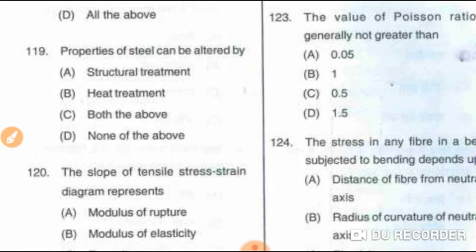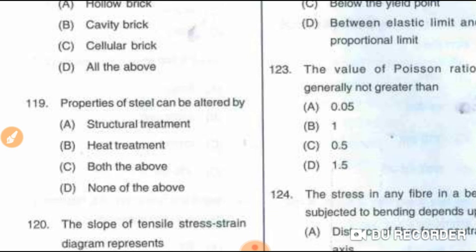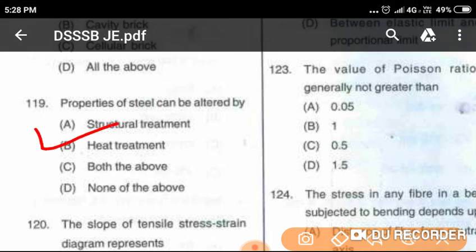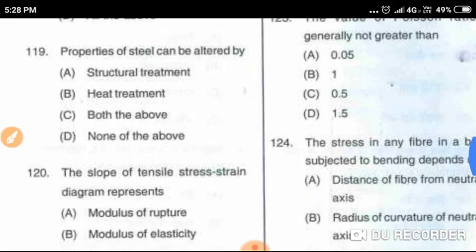Question number 119. Properties of steel can be altered by: option A structural treatment, option B heat treatment, option C both the above, option D none of the above. So the properties of steel can be altered by heat treatment. That is option B is the correct answer.